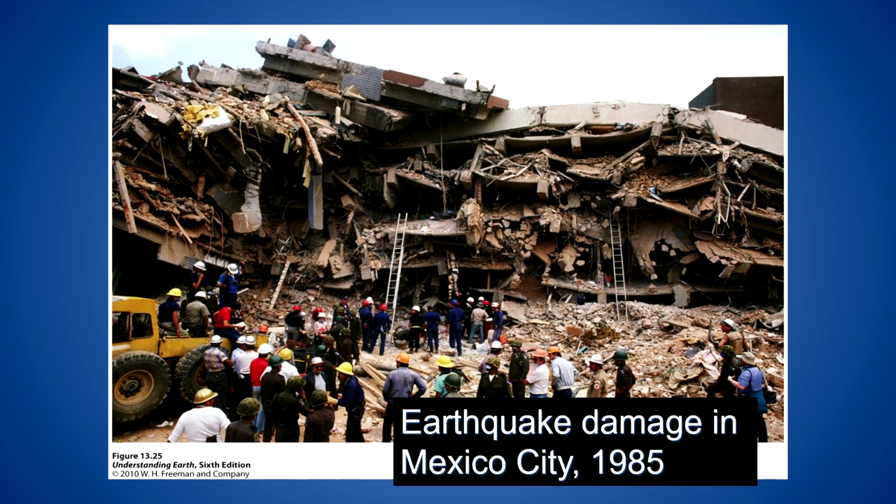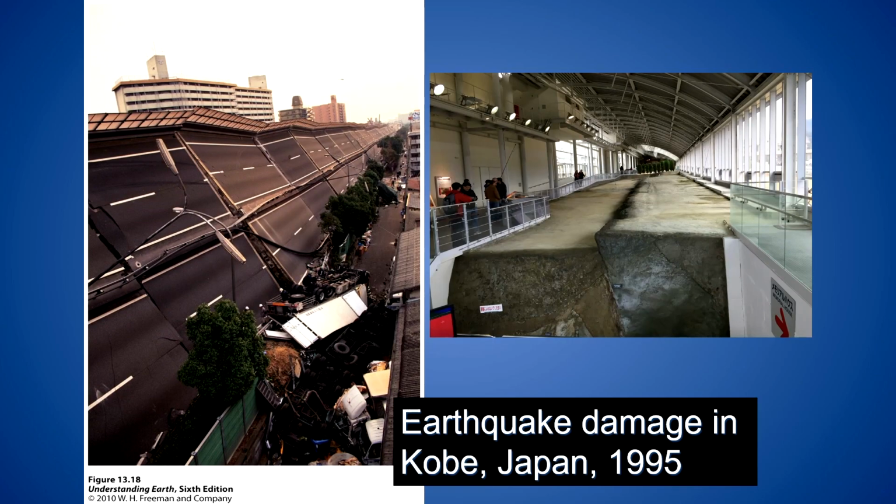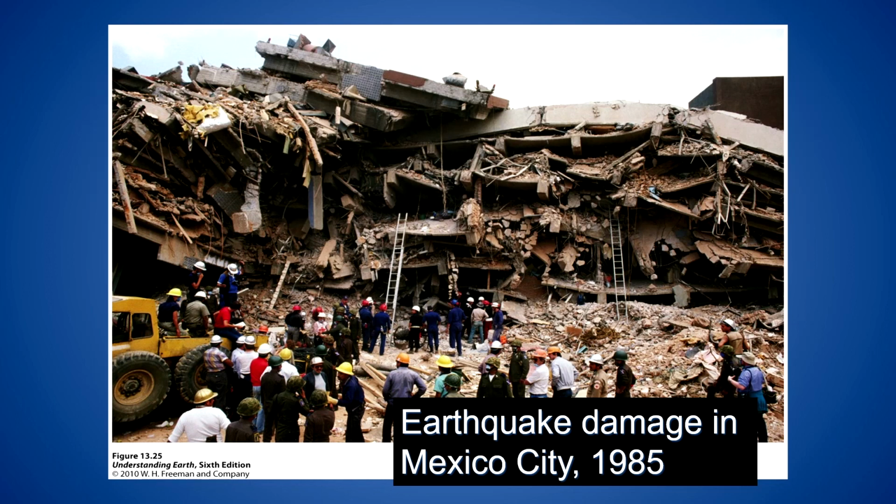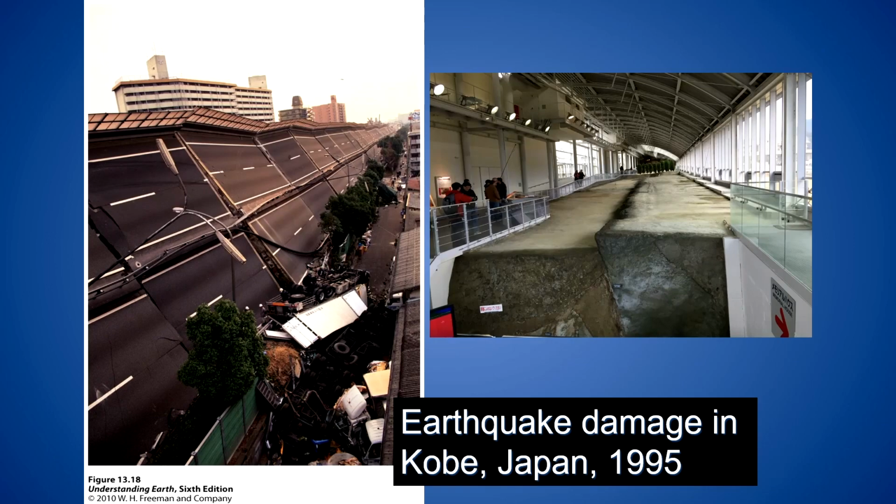Okay. This is another one, the 1985 Mexican earthquake. Then this was the 1995 Kobe earthquake. Then this was the 1999 Chichi earthquake. So, what I'm trying to show here is that one is the damage, and the second part is the surface rupture. So, this is your surface rupture.